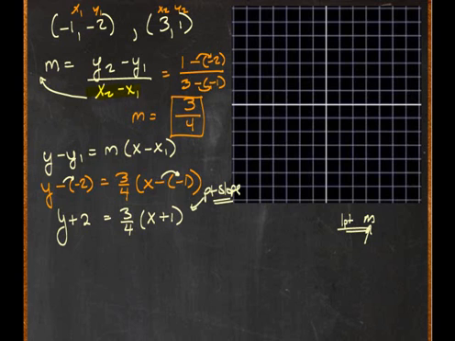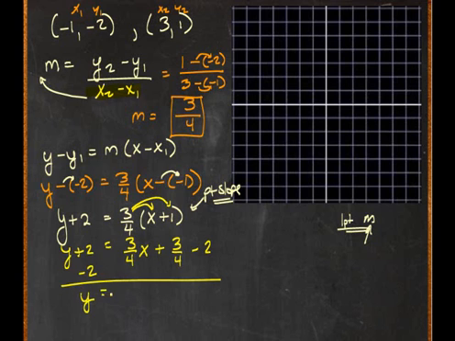To graph it, it's easier to put it into slope-intercept form, which just means solve for y. So we're going to take our 3/4 and distribute it to both the x and the 1. So on the right side we would have 3/4 times x plus 3/4 times 1, and this would equal y plus 2. From here we just need to subtract 2 from both sides. This would give us y is equal to 3/4x, and now we just need to remember how to subtract fractions.